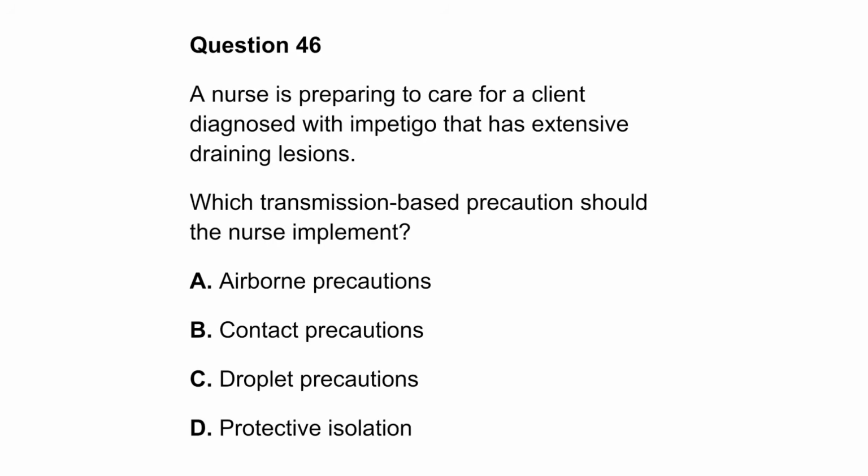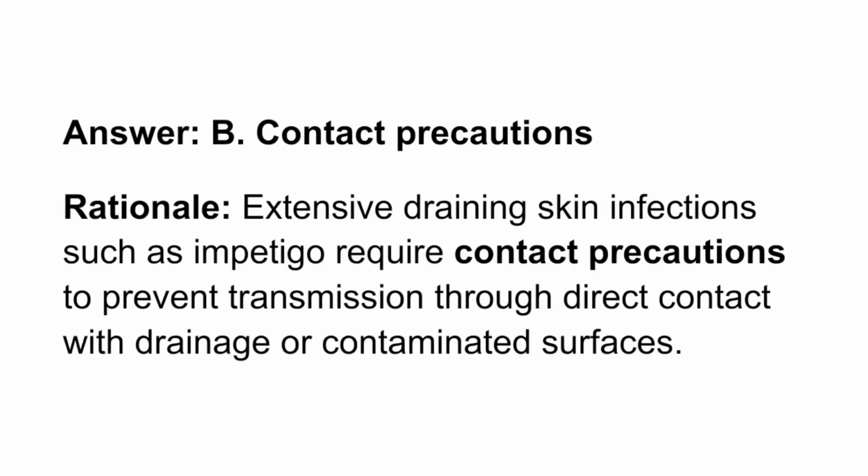Question 46. A nurse is preparing to care for a client diagnosed with impetigo that has extensive draining lesions. Which transmission-based precaution should the nurse implement? A. Airborne precautions. B. Contact precautions. C. Droplet precautions. D. Protective isolation. Answer. B. Contact precautions. Rationale.